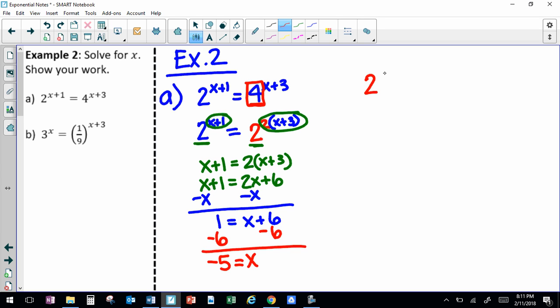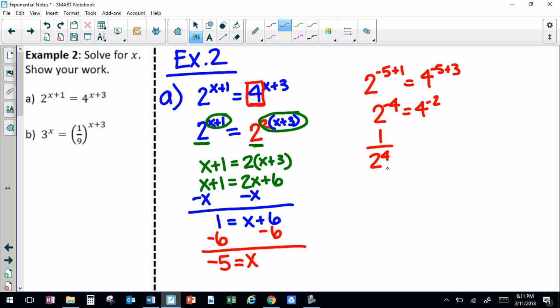Okay, so I would do 2 to the negative 5 plus 1 equals 4 to the negative 5 plus 3. So this would be 2 to the negative 4 equals 4 to the negative 2. Okay? Now these are negative exponents. Now you could type them in your calculator and get a decimal and see if the decimal's the same, but I'm just going to switch this around because this is going to be 1 over 2 to the 4th power.